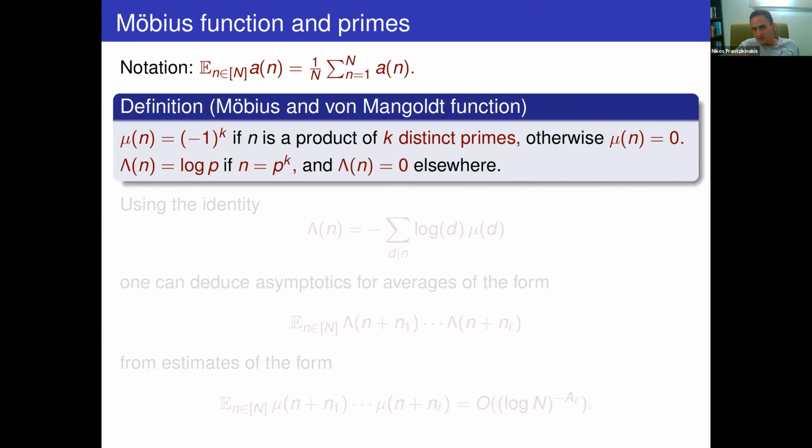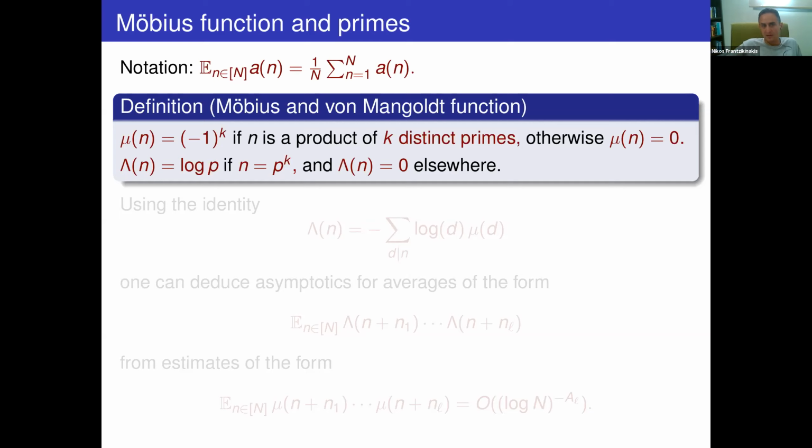The first thing is just some notation on averages, and we're going to discuss statistical properties of the Mobius function and later of the Liouville function. The Mobius function is defined to be (-1)^k when n is a product of k distinct primes, and 0 if n is divisible by a square. Okay, so the Mobius function is considered the queen of multiplicative functions.